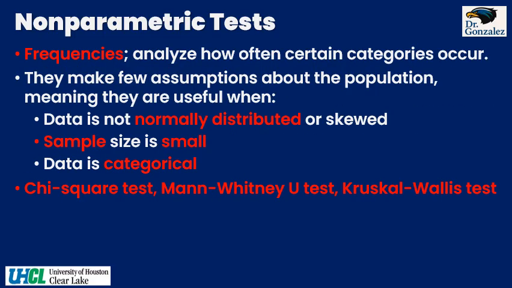One of the best things about non-parametric tests is they come with fewer assumptions. So you can use them if your data is a little off, like if your data set is skewed, or if you've got a small sample size, or if you're dealing with categorical variables. Three examples of non-parametric tests are chi-square, Mann-Whitney U, and the Kruskal-Wallis test. We're going to be dealing with chi-square only.